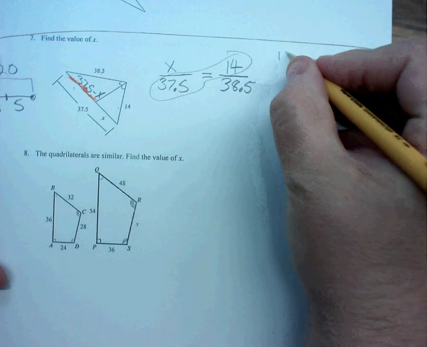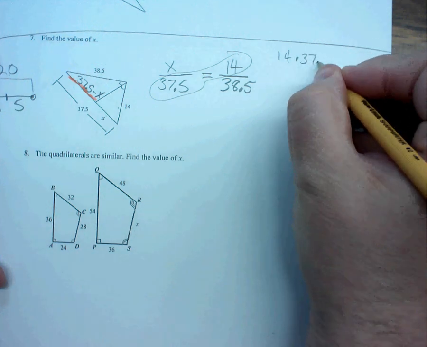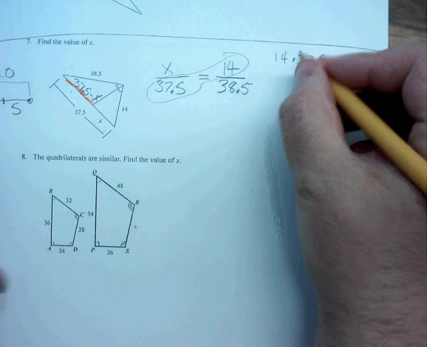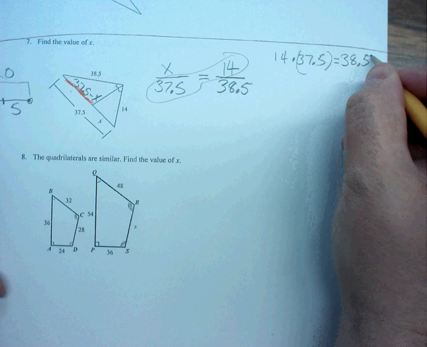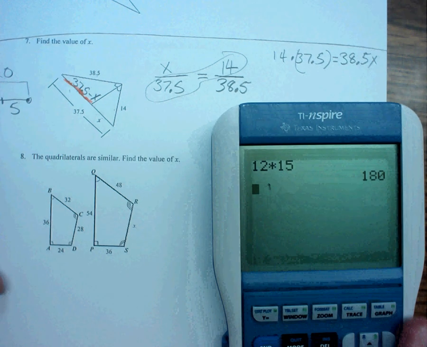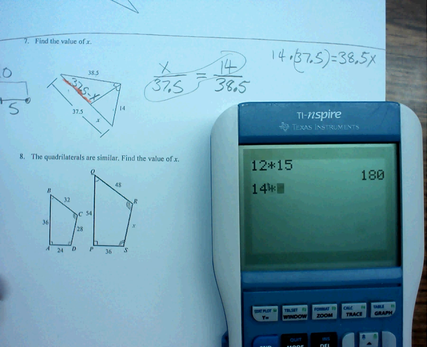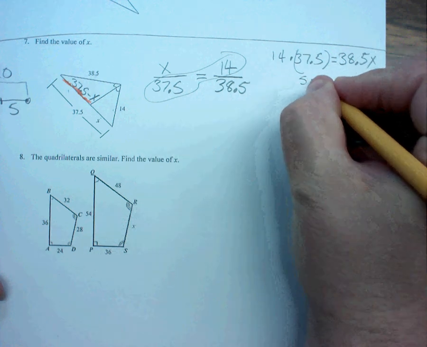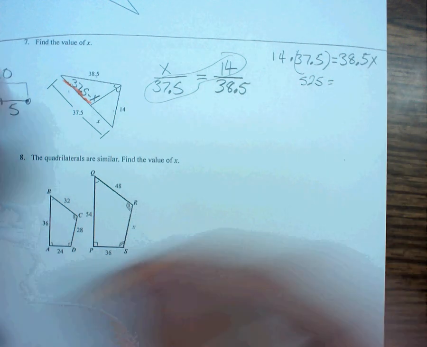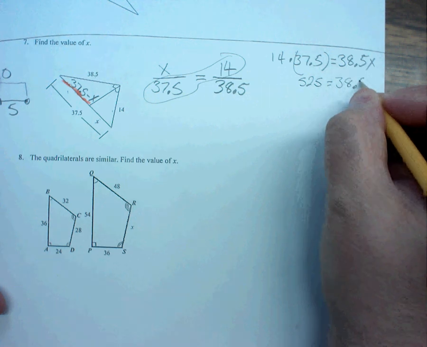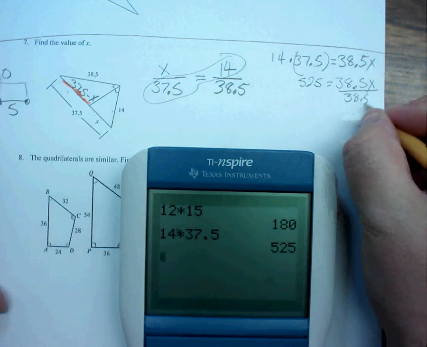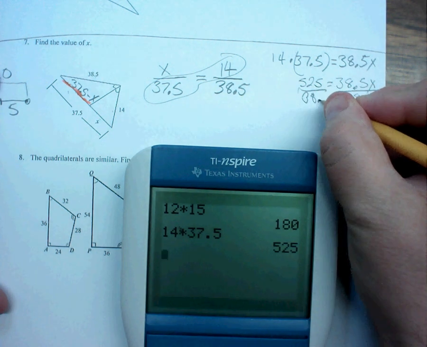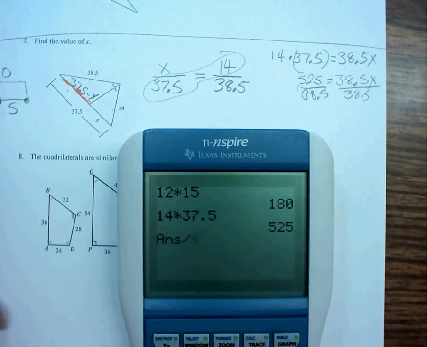Cross multiply, so I'm going to say 14 times 37.5 equals 38.5x. So now on my handy dandy calculator, I'm going to say 14 times 37.5. I got 525 is equal to 38.5 times x. I'm going to divide both sides by 38.5. Do that on my calculator.